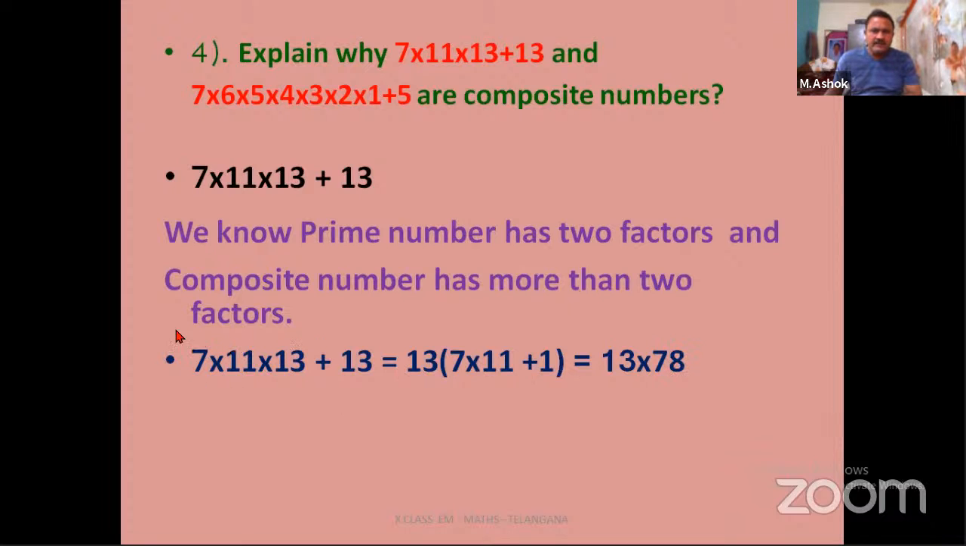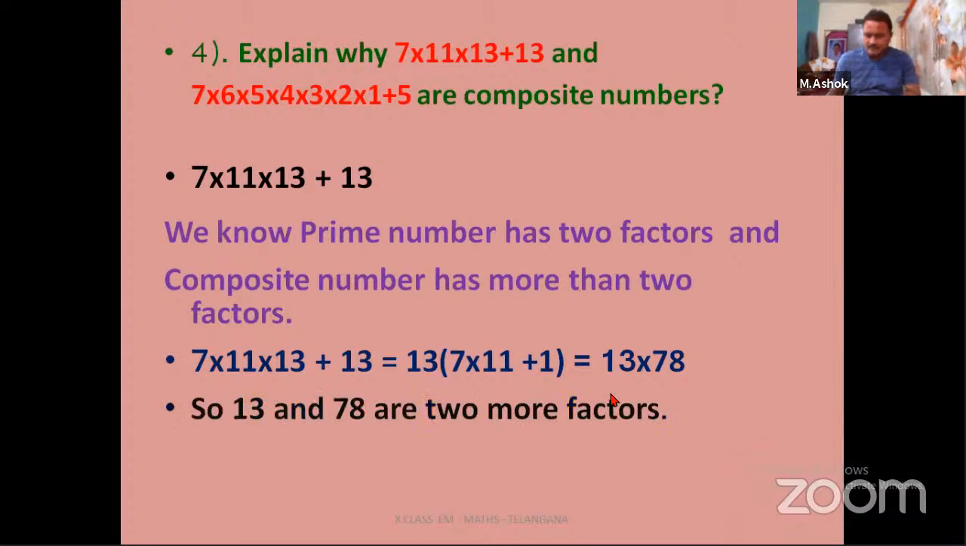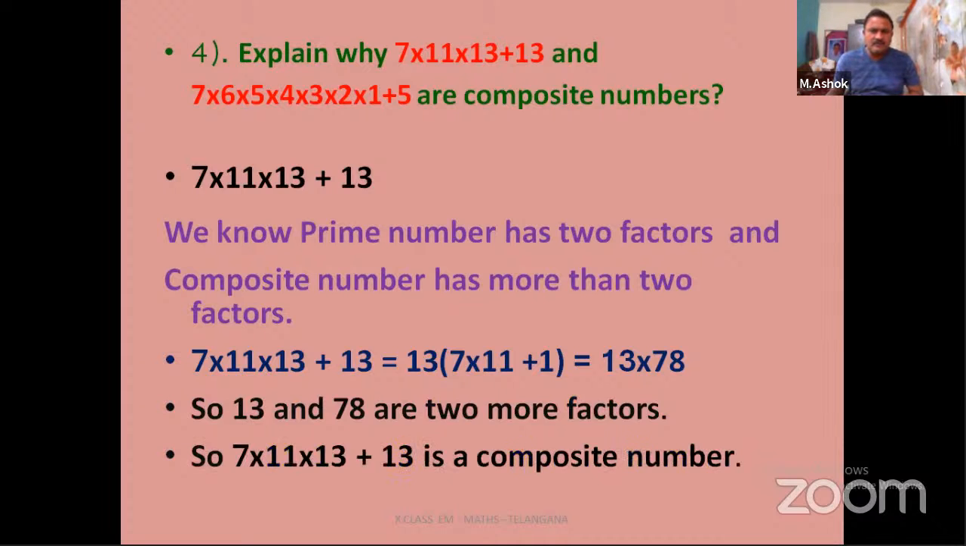So this number contains 2 other factors, 13 and 78. Actually, you don't know what this number is. If you multiply all these and add 13, you will get the number. But without knowing the number, it contains one and itself as factors, and we are showing 13 and 78 are other 2 factors. Means it contains more than 2 factors. So clearly it is a composite number. Understood?